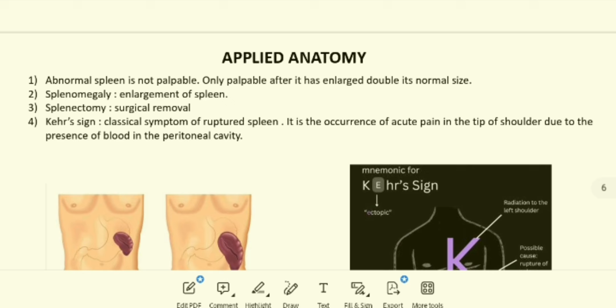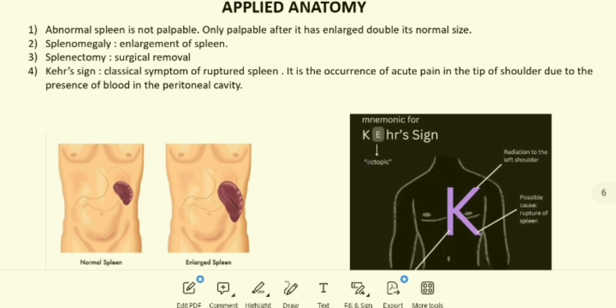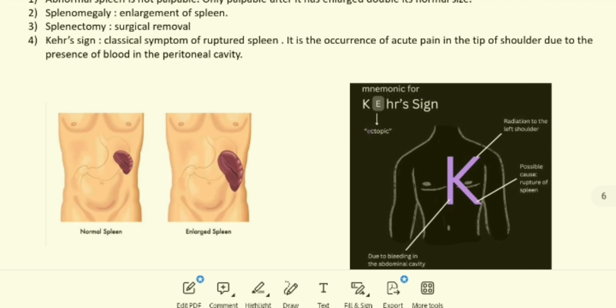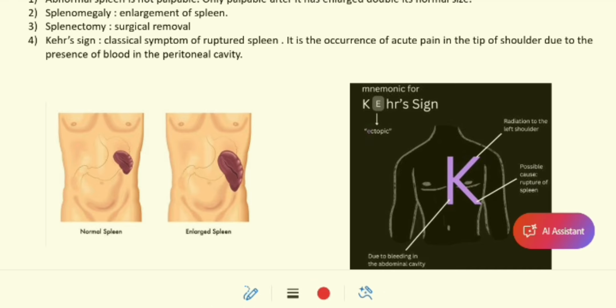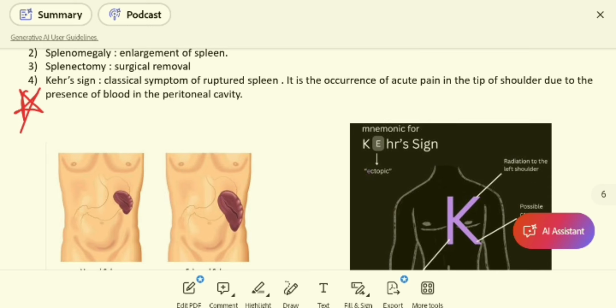Now coming to the applied anatomy, which is also important. Abnormal spleen is not palpable, only palpable after it has enlarged double its normal size. So splenomegaly is enlargement of the spleen. Splenectomy is surgical removal. Kehr's sign. So now this is very important, and mostly it is asked in vivas. So you should know this. Classical symptom of ruptured spleen, it is the occurrence of acute pain in the tip of the shoulder due to the presence of blood in the peritoneal cavity.